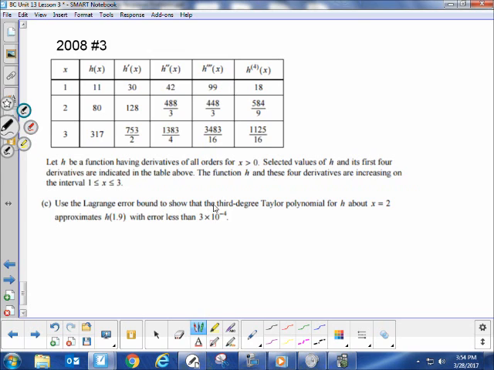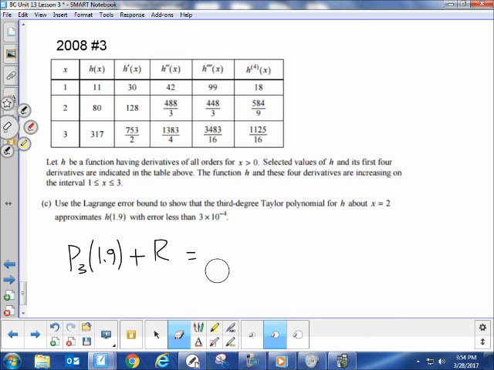Use Lagrange error bound to show that the third degree Taylor polynomial for h about x equals 2 approximates h of 1.9 with error less than 3 times 10 to the negative 4. All right, well, I know that my third degree Taylor polynomial for h about 2, if I use it to approximate 1.9, I add a remainder, it's going to equal h of 1.9.